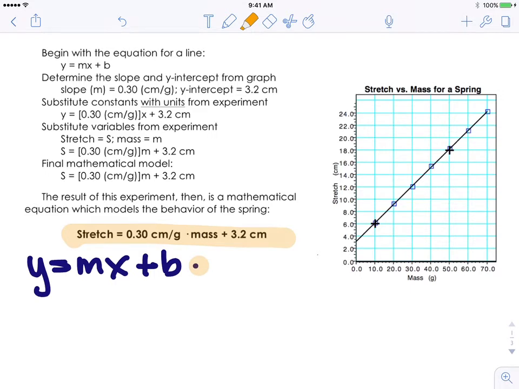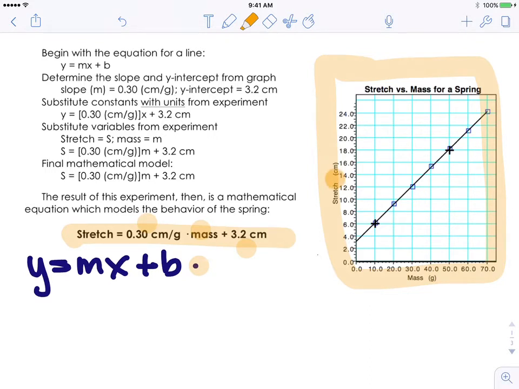And the information you see here, like stretch, the slope times mass plus 3.2 centimeters, that came from this graph right here. So all this information, all those values, the 0.30 centimeters per gram, or the 3.2 centimeters is the y-intercept, the mass, and the stretch. That all came from this graph.